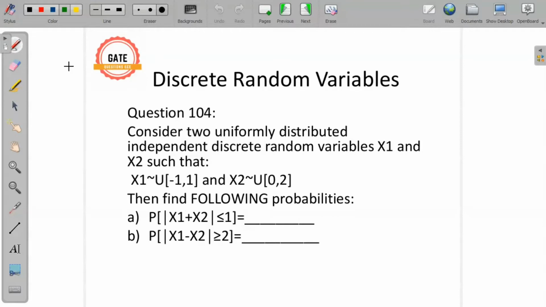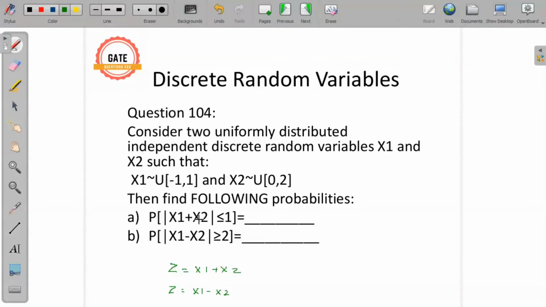One of the standard methods that we usually use in such problems is to assume that x1 plus x2 is another random variable, say z, which is equal to x1 plus x2. Then we use the discrete convolution method to find the PMF of z from the PMF of x1 and x2. Similarly, in part B, we assume another random variable z, which is equal to x1 minus x2. In this case, the PMF of z will be the discrete convolution of x1 with the reversed PMF of x2. So that is the standard procedure.